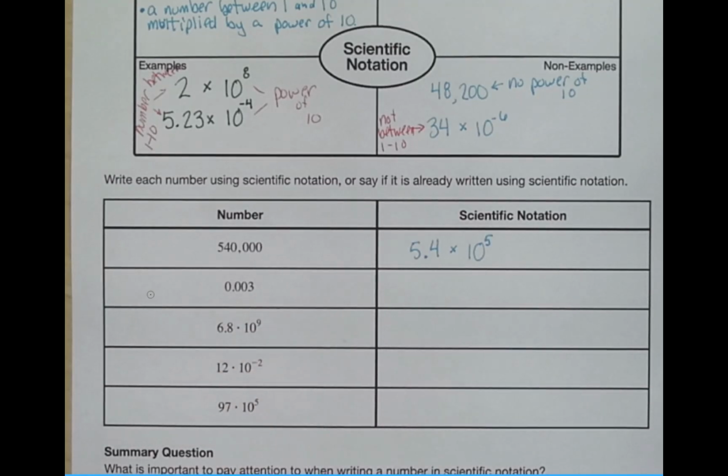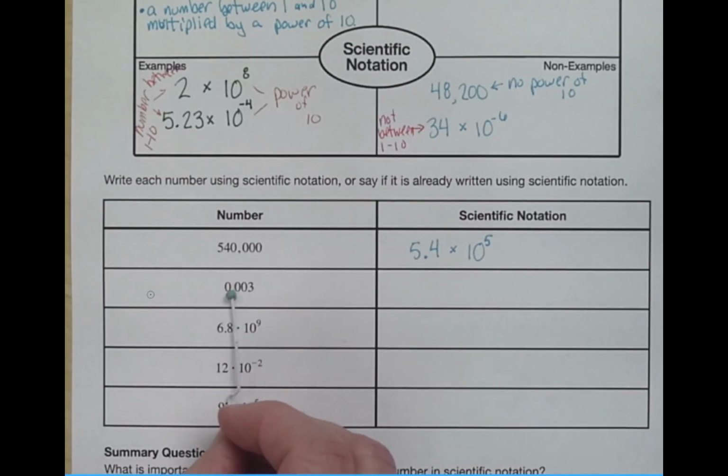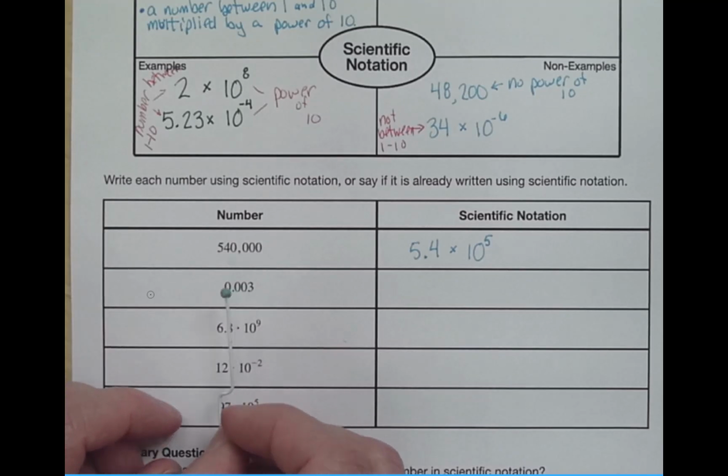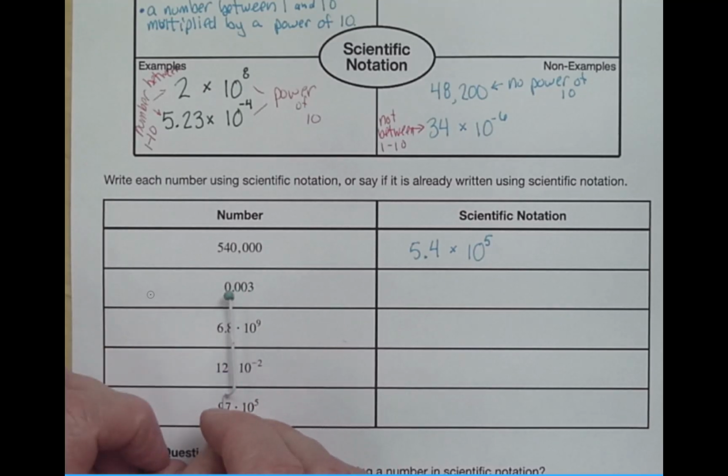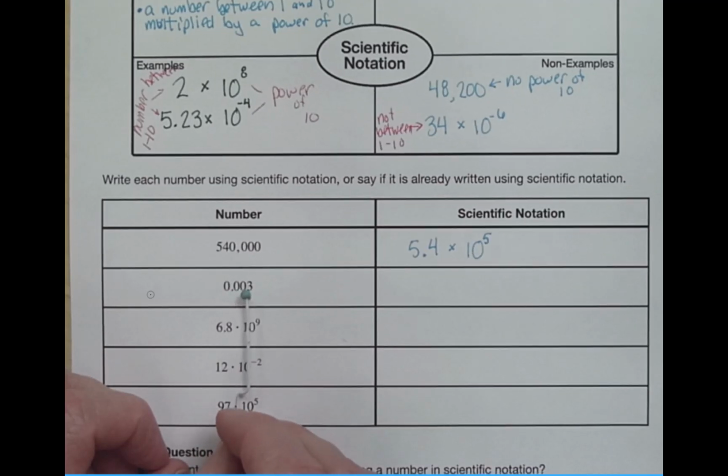Let's take a look at this next one. Right now, the decimal is right here. I have 3 thousandths, or 0.003. First thing I'm going to do is move my little decimal until I have a number between 1 and 10. Not yet. Not yet. 3. 3 is a number between 1 and 10 if I put the decimal right here.